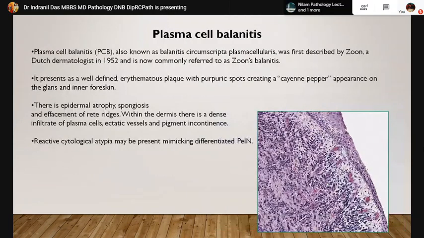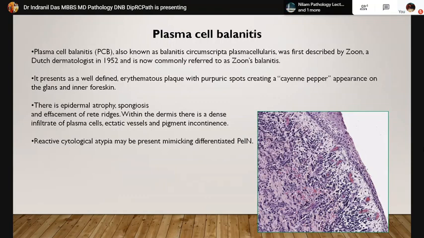Next, plasma cell balanitis. It is also known as balanitis circumscripta plasmacellularis, first described by Zoon, a Dutch dermatologist, in 1952. It presents as a well-defined erythematous plaque with purpuric spots, creating a cayenne pepper appearance on the glans and foreskin.